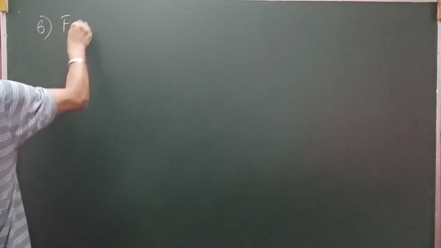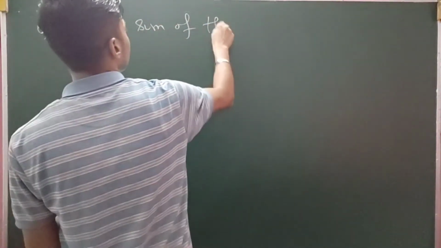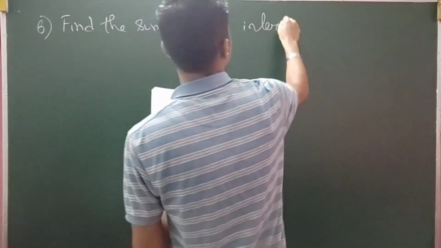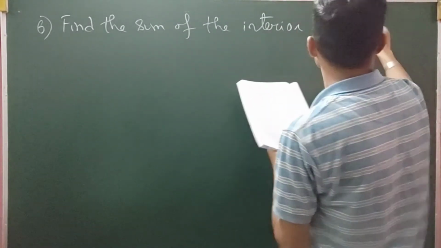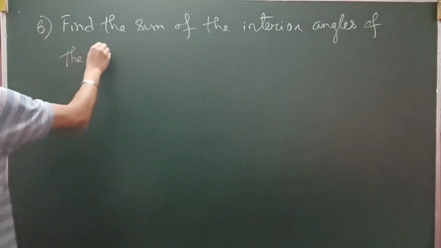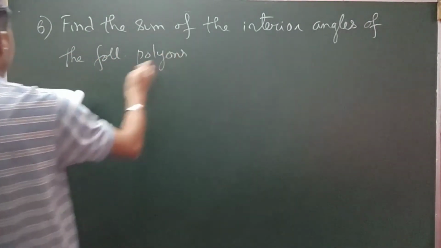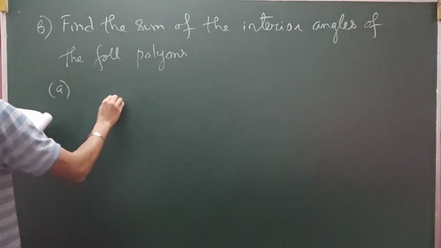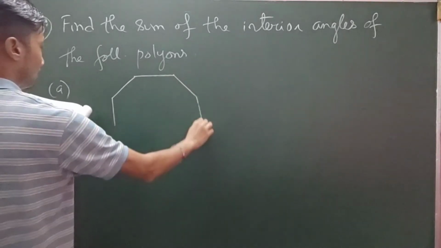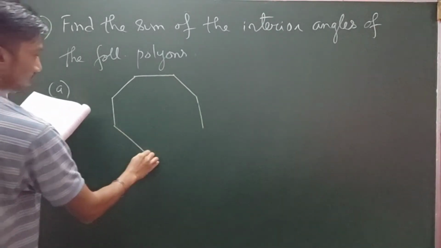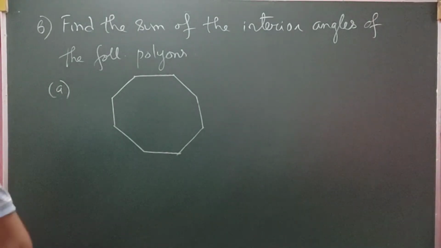Alright, next question, that is number 6 from the textbook. The question is: find the sum of the interior angles of the following polygons. First one: 1, 2, ... 8. So we have 8 sides here, an octagon or something like that, isn't it?